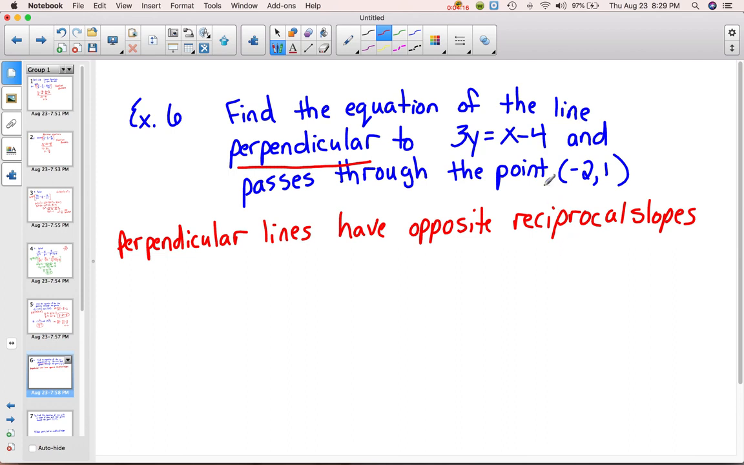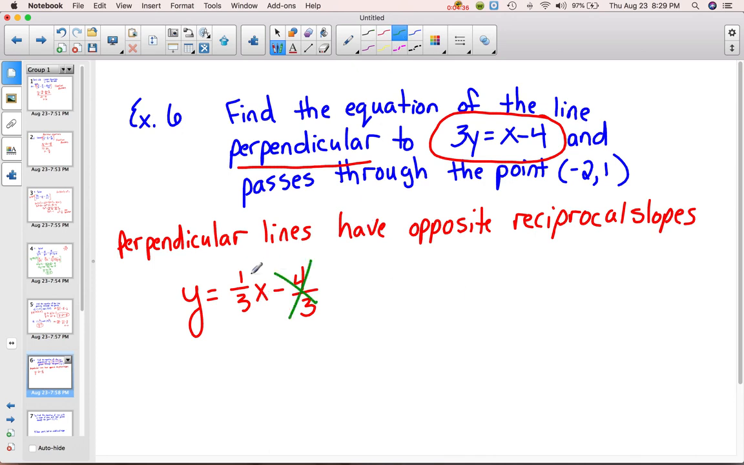So the first thing I have to determine is what is the slope of this line. And I have to do a little bit of work on that first. Actually, all I have to do is divide each side by 3. So I'm going to get y equals 1/3 x minus 4/3. Now, I don't care about this at all. All I care about is this. All I care about from this line right here is what the slope is. So then the slope for the line that I am trying to find the equation for is going to be the opposite reciprocal, so it's going to be -3.